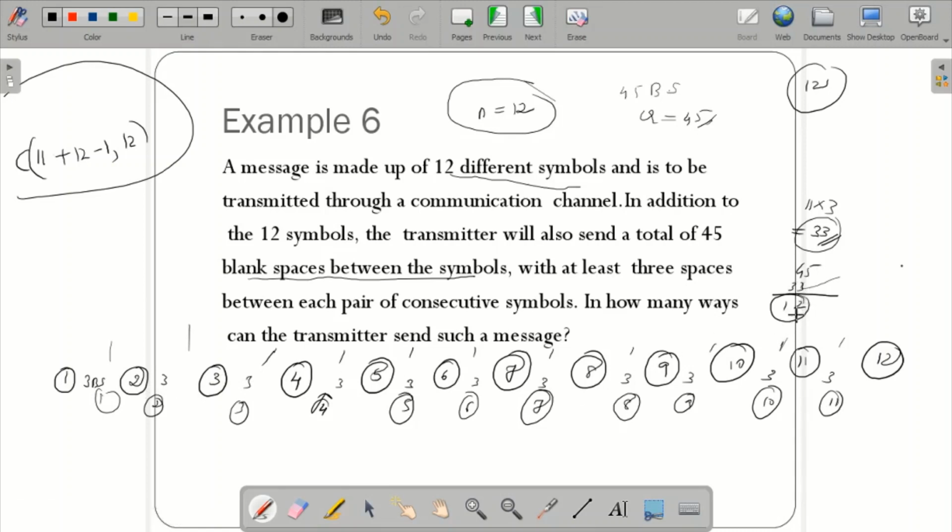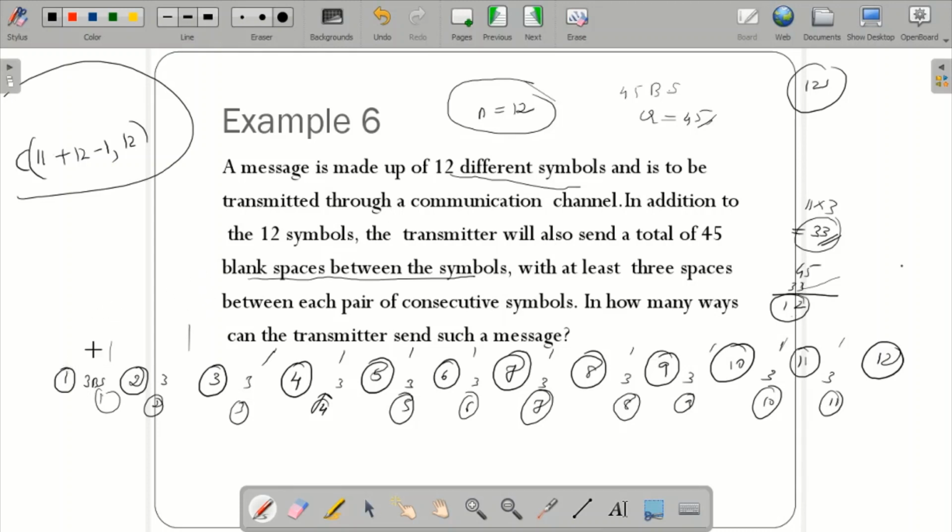Left out is 12. Those 12 again I need to arrange in these positions. So how many distinct positions are there? 11. So I arrange this. This is one part of the solution I got. Then, in how many ways can the transmitter send such a message? You want to send this particular message in how many ways?